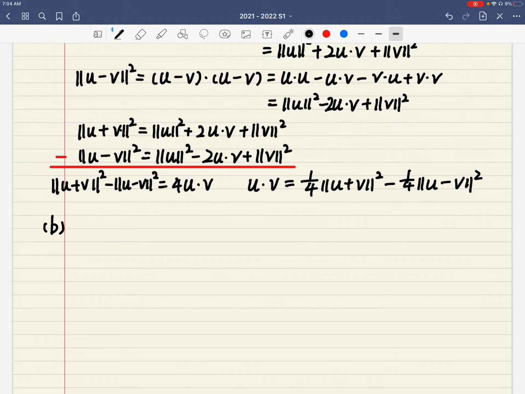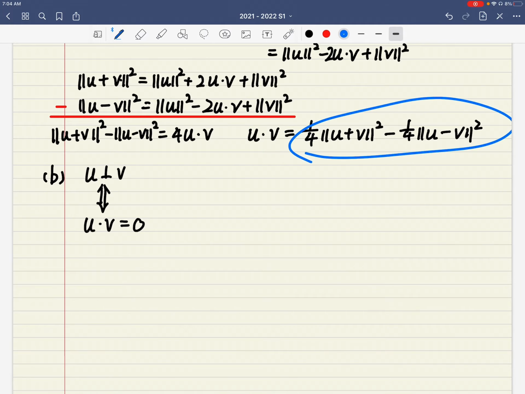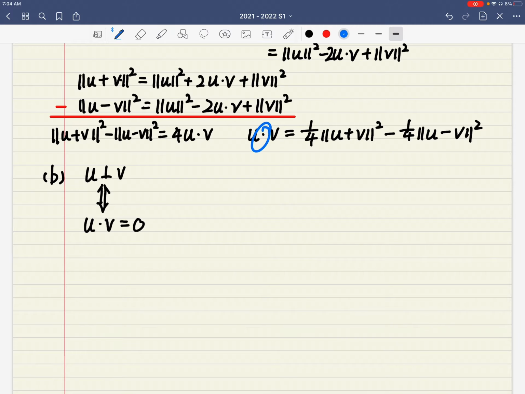Then use part A to prove that two vectors are perpendicular if and only if the length of U plus V is equal to the length of U minus V. So U and V are perpendicular. Just now we've proved, perpendicular means if and only if U dot V is equal to 0. Here the left-hand side is U dot V, the right-hand side is something. So the left-hand side is already 0, then the right-hand side is also 0.